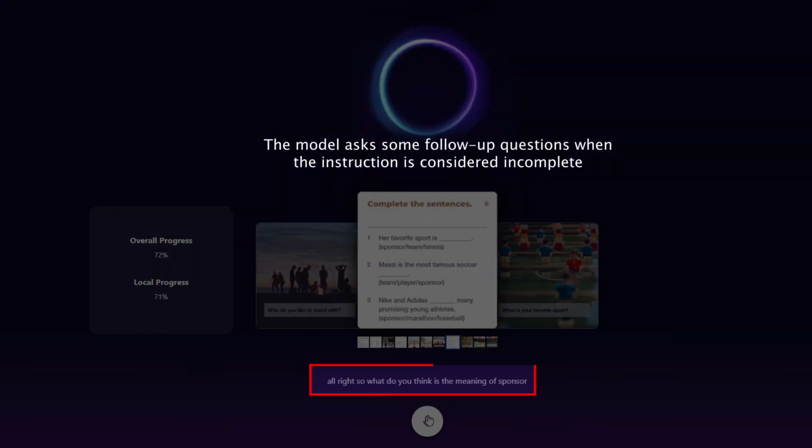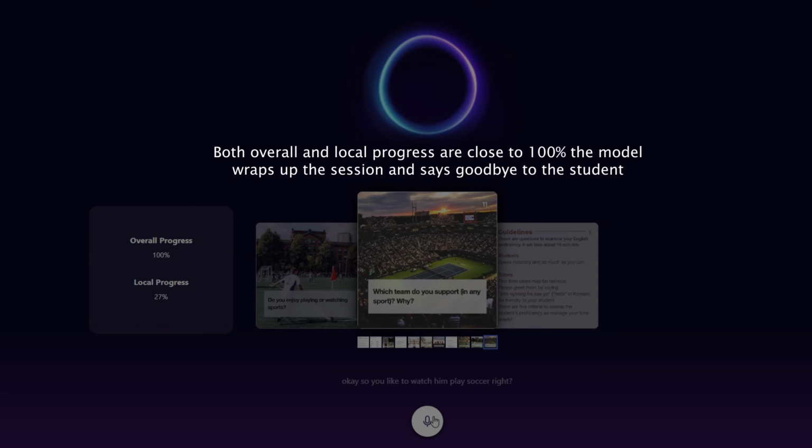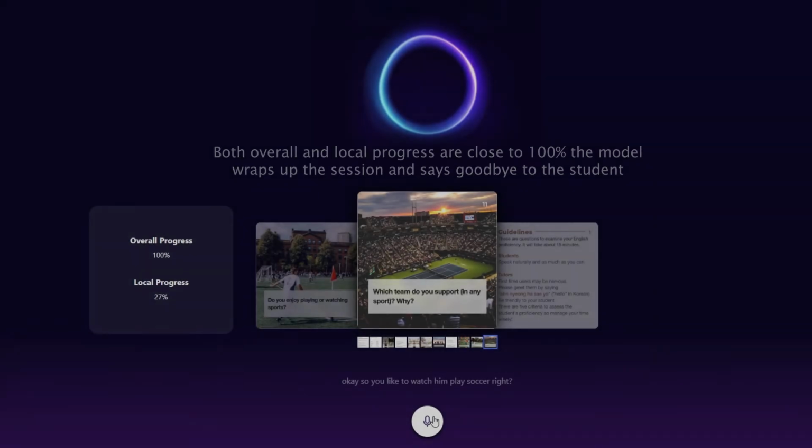When the model judges the lesson and current instruction to be incomplete, it doesn't merely read along the instruction, but it further asks some follow-up questions that can actually engage the student in learning. When the progress of an instruction, the local progress, and that of the whole session, the global progress, are both close to 100%, the tutor wraps up the lesson by saying goodbye to the student.